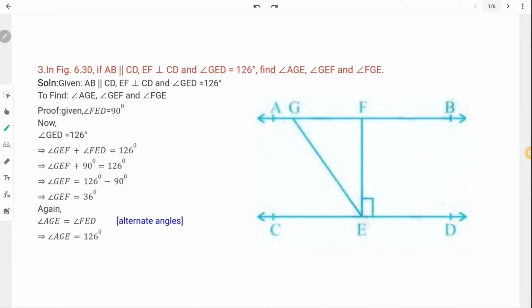So we're supposed to find AGE, so this angle, and then GEF, so this angle, right? GEF, and then FGE, right? So if you look at FGE, so this angle, these three are the angles that we're going to find. So let's start one after the other.